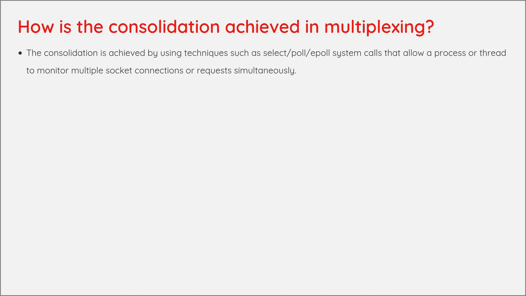How is the consolidation achieved in multiplexing? The consolidation is achieved by using techniques such as select/poll/epoll system calls that allow a process or thread to monitor multiple socket connections or requests simultaneously.